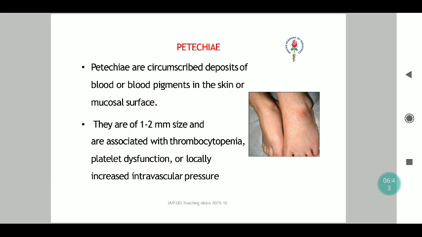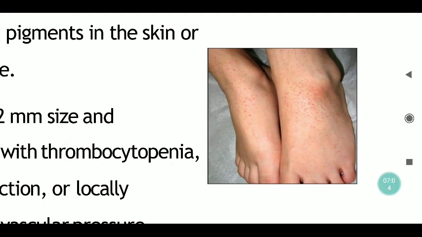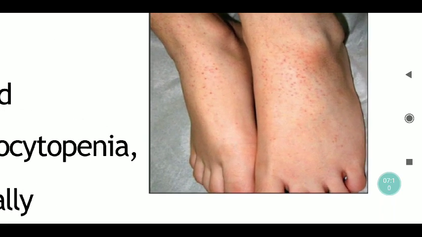Now petechiae are well circumscribed deposits of blood or blood pigments within the skin and/or in the mucosal surface. The size generally is 1 to 2 millimeters and is generally associated with thrombocytopenia, platelet dysfunction, or local vascular abnormalities. And petechiae is generally a marker of coagulation dysfunction and is seen in viral fever such as dengue. So as you can see here, you can see multiple petechiae-like lesions.